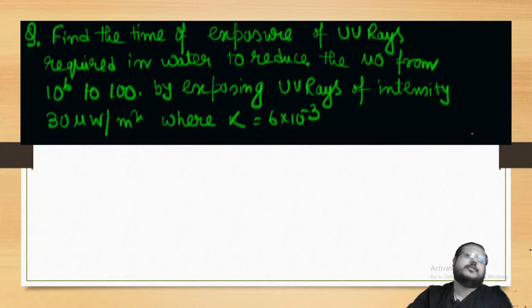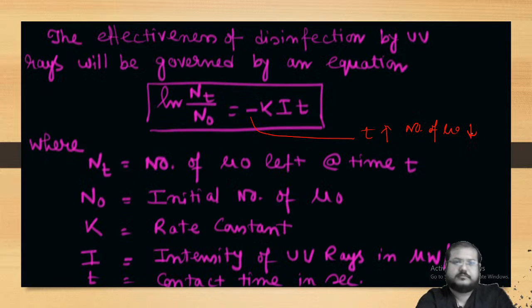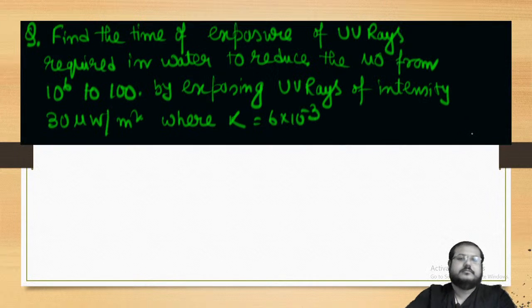Find the time of exposure of UV rays required in water to reduce the microorganism from 10 to the power 6 to 100 by exposing UV rays of intensity 30 microwatt per meter square, where K is 6 into 10 to the power minus 3.